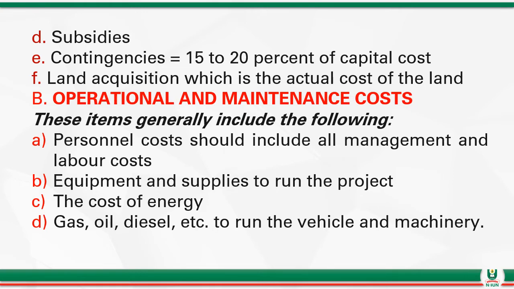These items generally include the following: personnel costs. It should include all management and labor costs. Equipment and supplies to run the project are also a cost under operational cost. The cost of energy under operational, that's electrification and so on. Then the cost of buying gas, oil, diesel, etc. to run the vehicles and machinery.